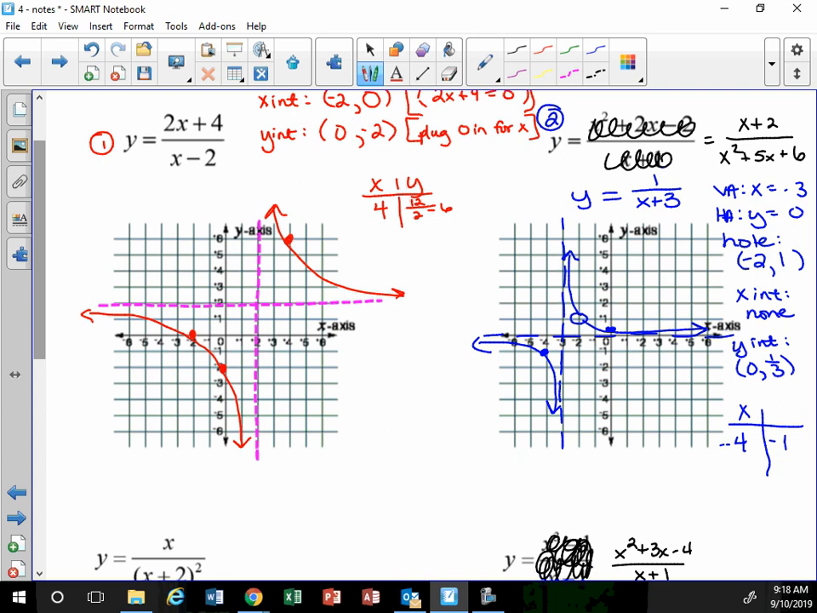Any thoughts as to when it might not just be across from each other like that? What might make it not do that? Okay, a slant asymptote, it'll look a little different. Sometimes they still end up across from each other, but just across from a slant asymptote. What else?